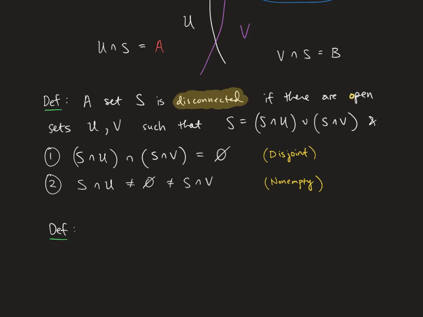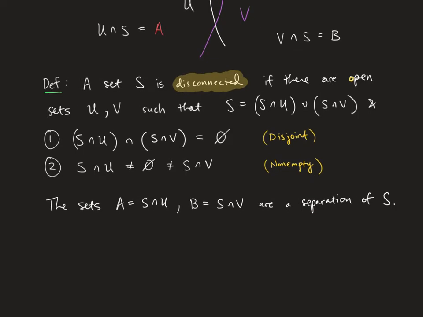So these two sets here, the S intersect U and S intersect V, those are called a separation of the set S. So the sets A equals S intersect U, B equals S intersect V are a separation of S. And so we'll just make a separate definition just to canonize this concept.